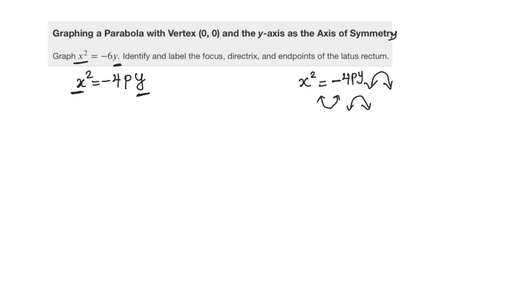Let's do another example. This one, the equation starts with x square equal. If it starts with x square equal, that means I know that it should be a parabola opening up or down. If there is a negative in the equation, that means that is a parabola opening downwards. So the standard equation is x square equal negative 4py. So I can compare that with negative 4py. So y is matching, x square is matching. So now what is negative 4p? So negative 4p is actually equal negative 6. So p is equal negative 6 divided by negative 4, that is 3 over 2.